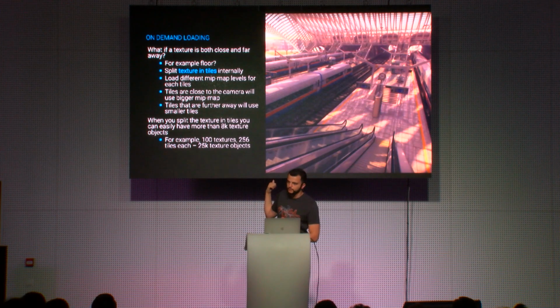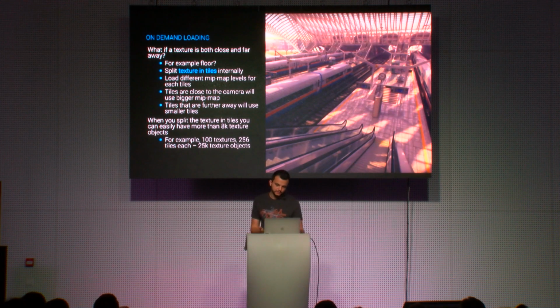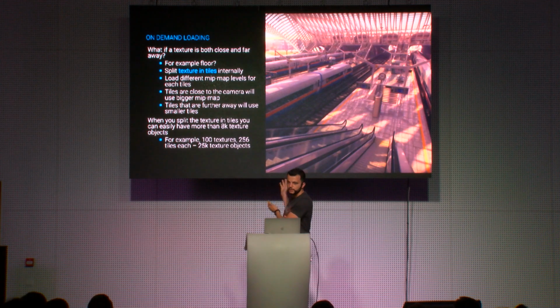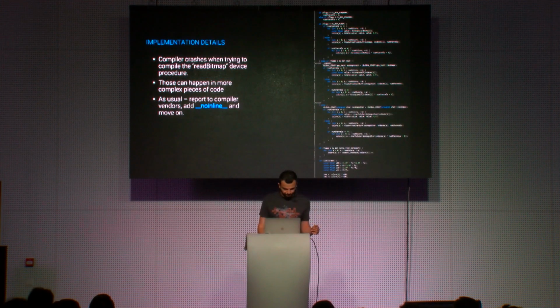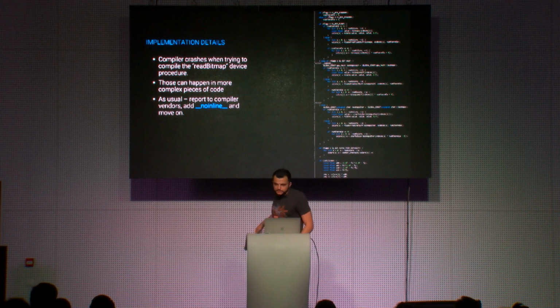And this is a case where you might need more than 8K textures. So if you have 100 textures and you want to divide them into 256 tiles each or whatever, you easily get tens of thousands of texture objects, or however you call them. And yeah, these are implementation details.